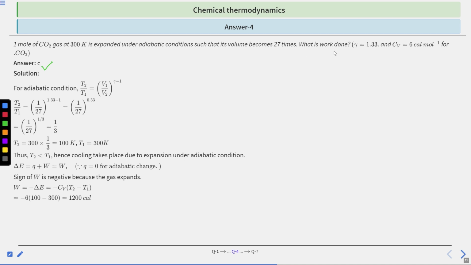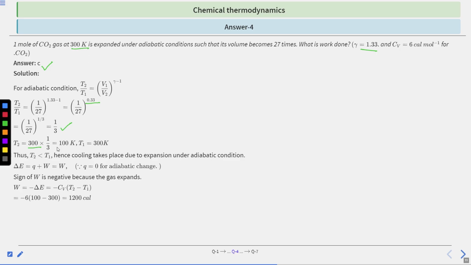And gamma is given in the question, so 1.33 minus 1 will be 0.33. We can write the 0.33 decimal in fraction form as 1 by 3. So 1 upon 27 to the power 1 by 3. The cube root of 27 comes out as 3, so T2 by T1 will be 1 by 3. So we can write T2 equals T1 into 1 by 3, right? And T1 is 300, given in the question.